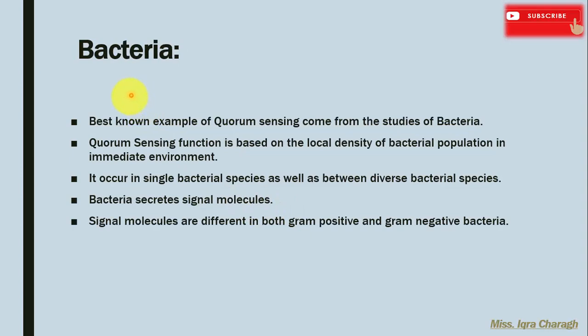The best known example of quorum sensing comes from the studies of bacteria. Quorum sensing functions based on the local density of the bacterial population in the immediate environment. It occurs within a single bacterial species as well as between diverse bacterial species. Bacteria secrete signaling molecules to communicate with other bacteria. Signaling molecules are different in gram-positive and gram-negative bacteria.